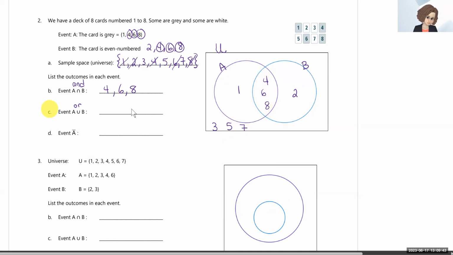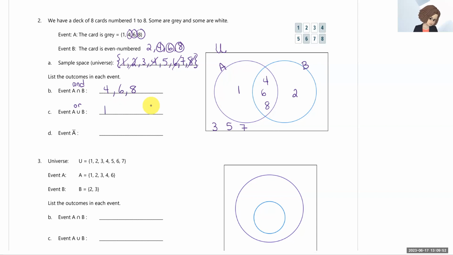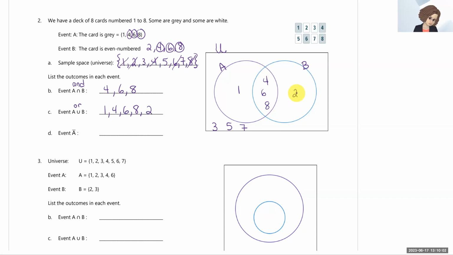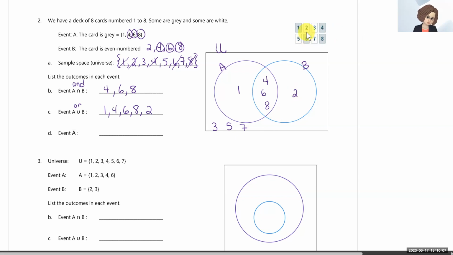All right, so or is combine everything in A along with everything in B. And it doesn't matter if you write them in numerical order. I'm just going to write everything in A. So 1, 4, 6, 8 along with everything in B. So we already have the 4, 6, 8. We just need that 2. So you don't write things twice. These are individual cards. And those would be the cards that were part of either event A or B, or possibly both.